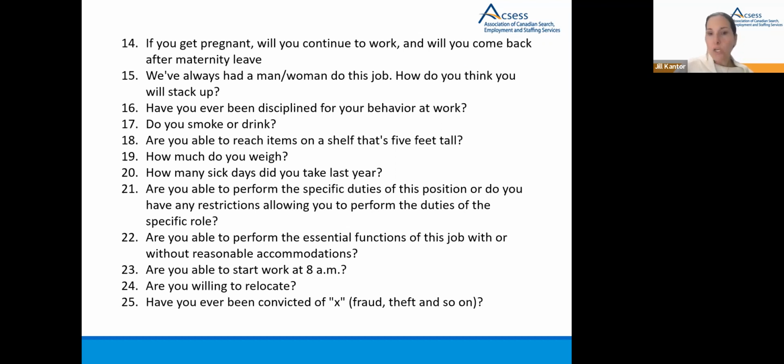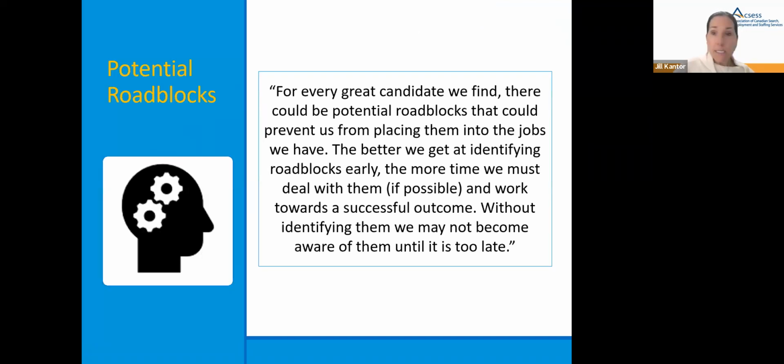A question that could be asked is, have you ever been convicted of a criminal offense for which a pardon has not been granted? Okay, excellent. Fun stuff there. So we're going to look at some potential roadblocks. For every great candidate we find, there are always going to be some roadblocks that could prevent us from placing them into jobs. So again, this really goes back to that qualification process.